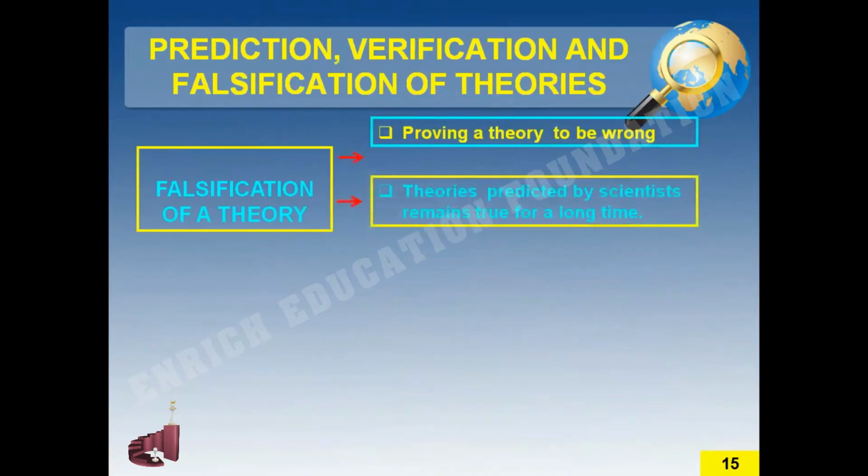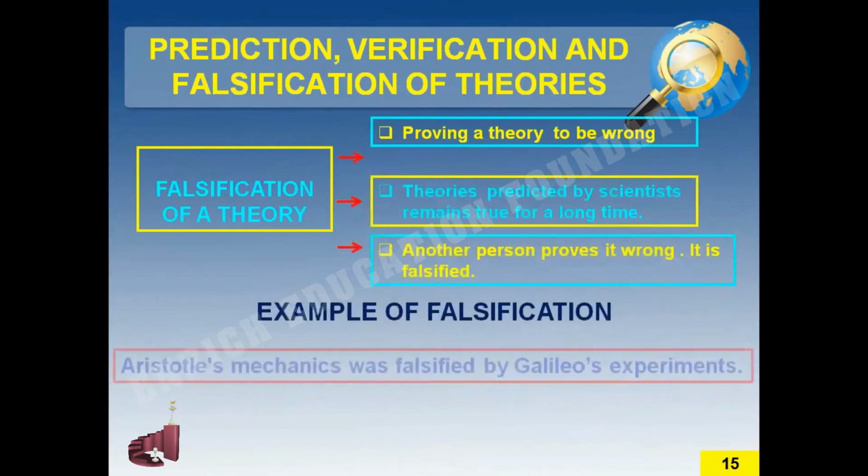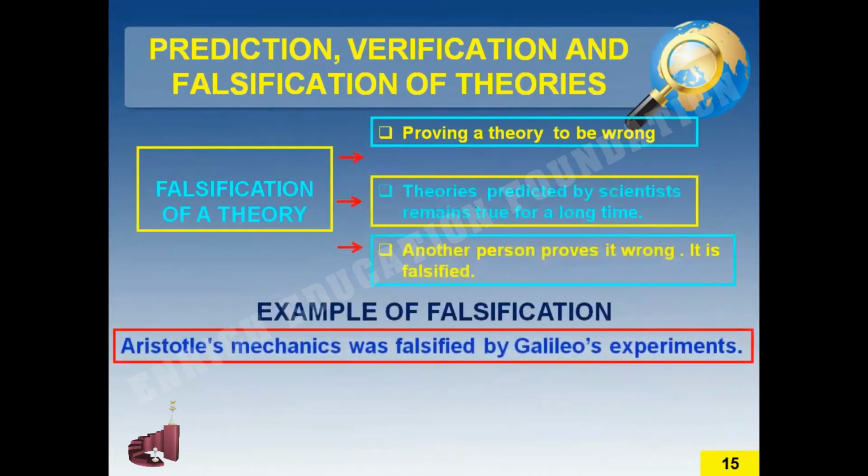That is, when a scientist predicts a particular theory, it holds good for a long time until someone else comes and proves it wrong. For example, Aristotle had said that the speed of falling bodies depends on the weight of the bodies. That is, larger bodies were found to come down first compared to the lighter ones. But this was proved wrong. It was falsified by Galileo, who said that all bodies fall down on the earth with a constant acceleration.